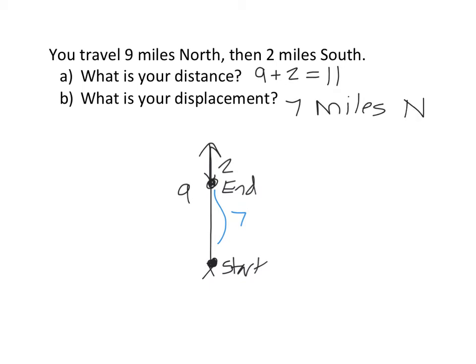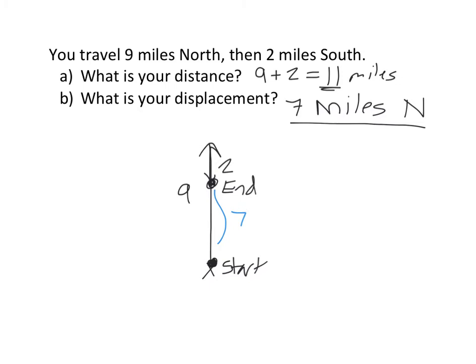We have to include the direction as part of our displacement because it's something called a vector, and vectors have direction. So your distance, you just add them up and get a total. You still should have a unit, but there's no direction. Your displacement, on the other hand, will have a unit as well as a direction.